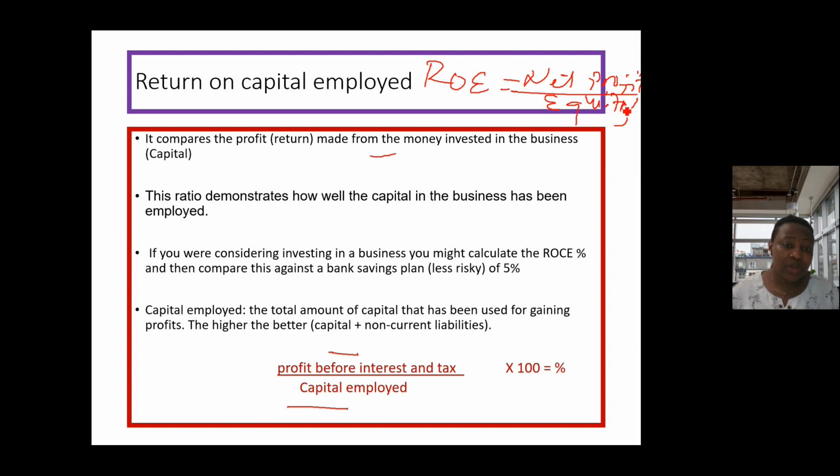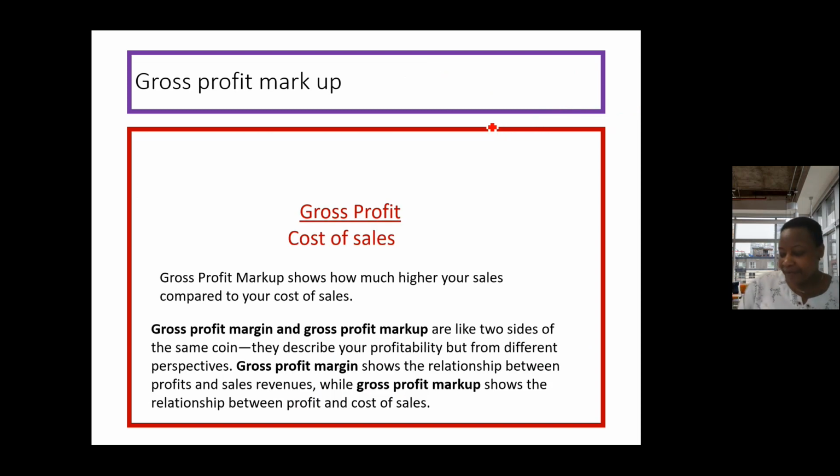Okay, so I hope this is clear. Wherever you've been told to calculate your return on capital employed, you just use your profit before interest and tax figure, divide that by your capital employed, so your capital plus non-current liabilities, multiply that by 100, and that will give you your return on capital employed. If you're looking for your return on equity, you're going to use your net profit figure, divided by the equity figure. Okay, and then the final one we're looking at today is our gross profit markup.